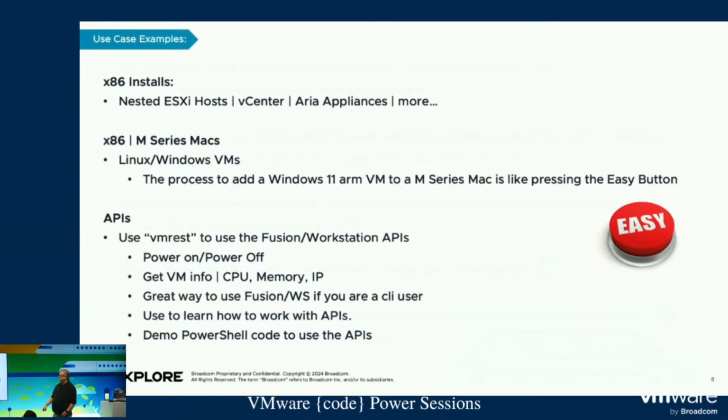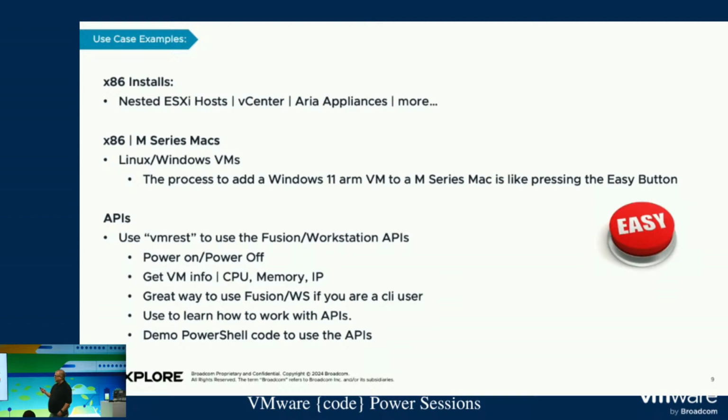So, some use cases: like I was saying, you can do the nested ESXi. You could even put vCenter on there if you have enough memory. The Aria appliances, if you want to start looking at operations. This morning I did a session right here on Management Pack Builder, and that's another use case: you could put Management Pack Builder, operations, and vCenter all hosted on the nested ESXi host.